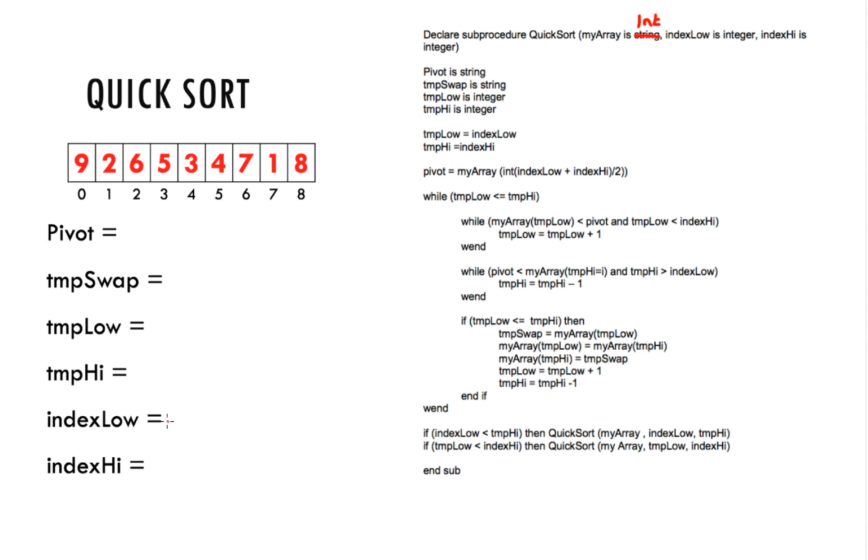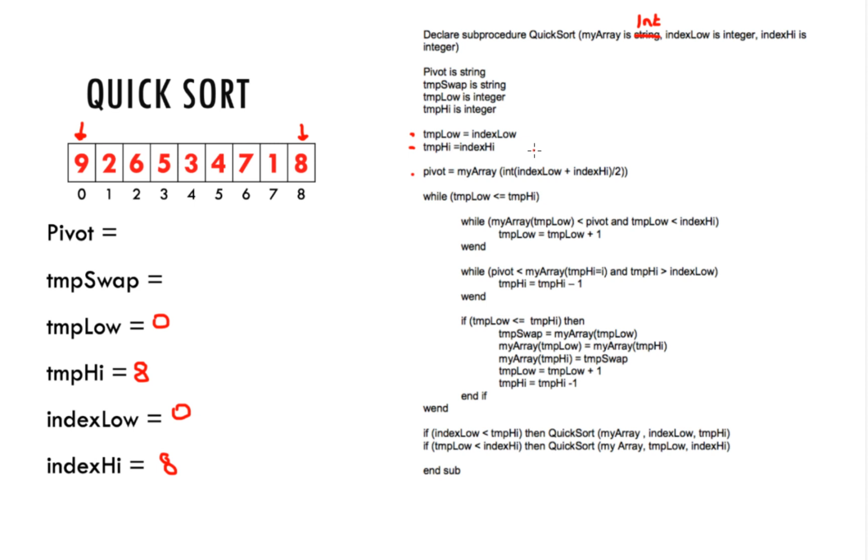I've got a few variables: pivot, temp swap, temp low, temp high, and index low and index high for my parameters. The first thing I'm going to do is set my index low and my index high equal to the bottom and top of my array. Further on down, temp low is assigned the value of index low and temp high is assigned the value of index high. So that really sets my pointers.